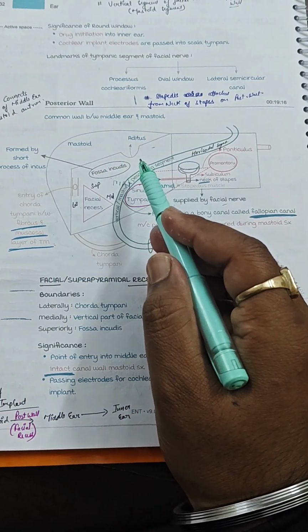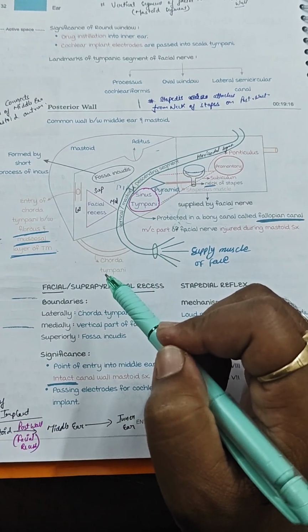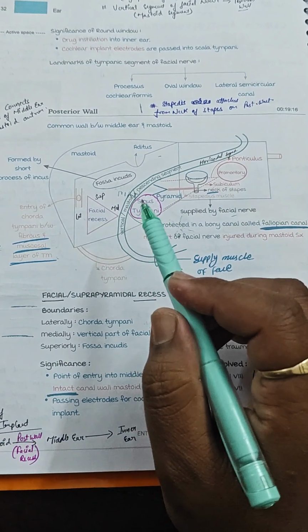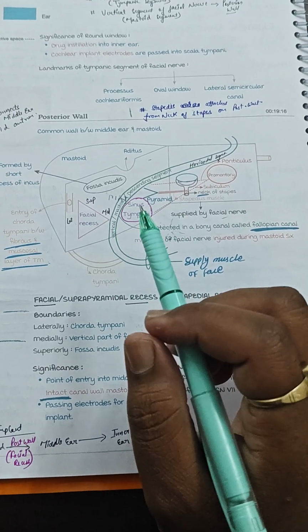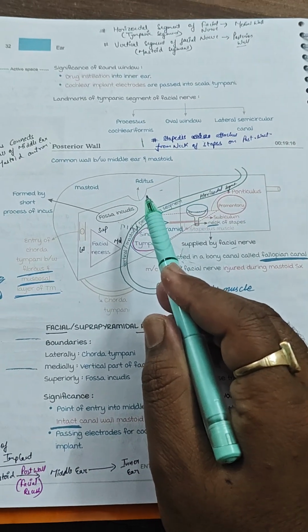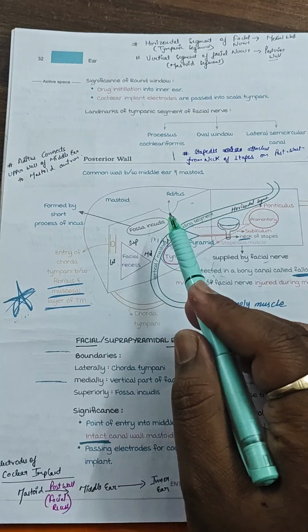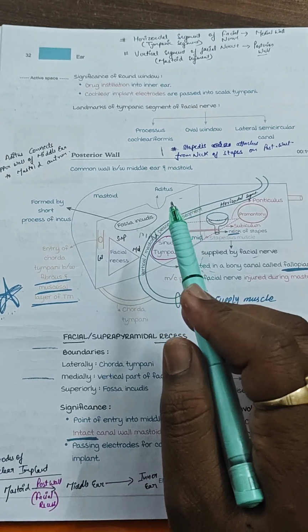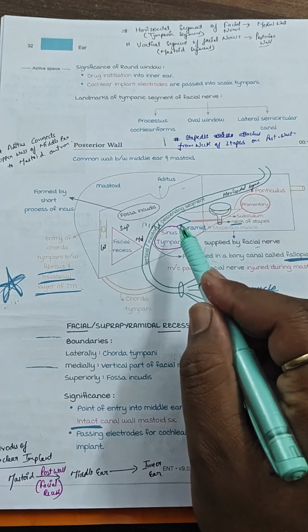On the upper border of this wall there is an opening known as the aditus. What does it connect? It connects the attic. And what is the attic? The attic is the uppermost part of the middle ear cavity, and the aditus connects it to the mastoid antrum.